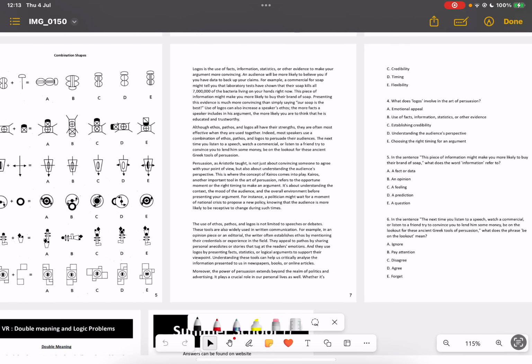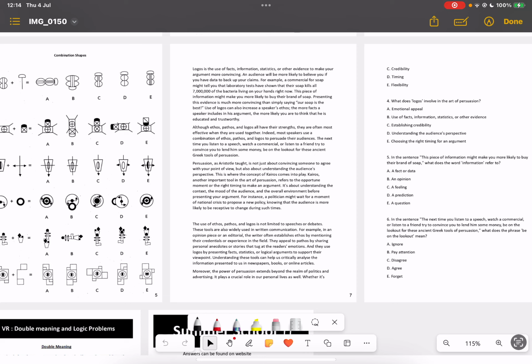Logos is the use of facts, information, and statistics, or other evidence to make your argument more convincing. An audience will be more likely to believe you if you have data to back up your claims.